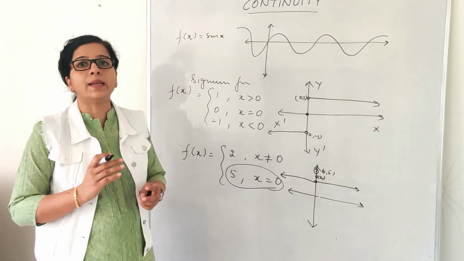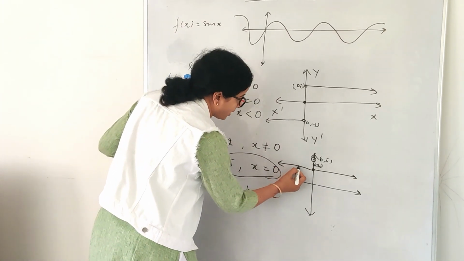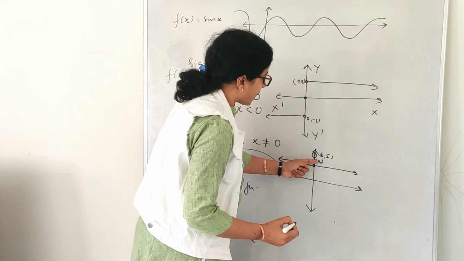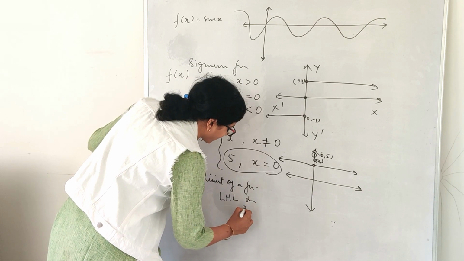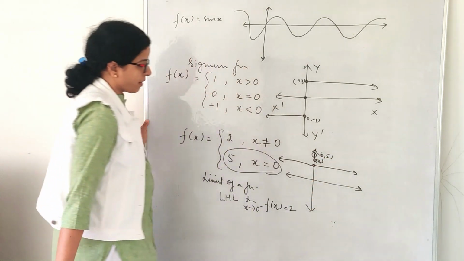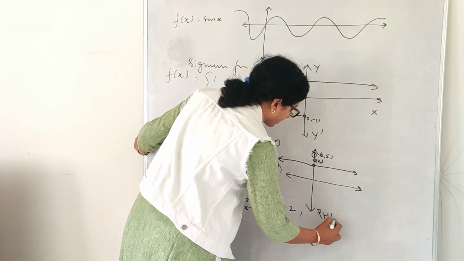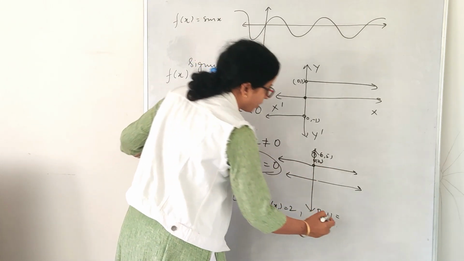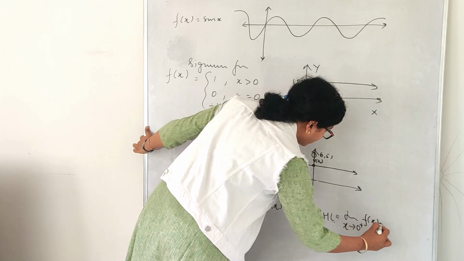Now I will tell you what are the conditions required for the continuity of a function. If I talk about the limit of a function, the left hand limit at x equal to 0, right? If I take the points from the left which are approaching 0, the value is 2. So the left hand limit, limit as x tends to 0 negative of f(x), is equal to 2, right? Now if I talk about the right hand limit, the points are approaching from the right hand side towards 0. So limit as x tends to 0 positive of f(x) is also 2.